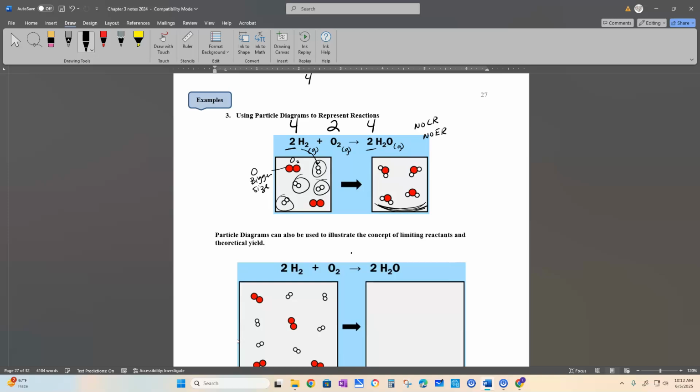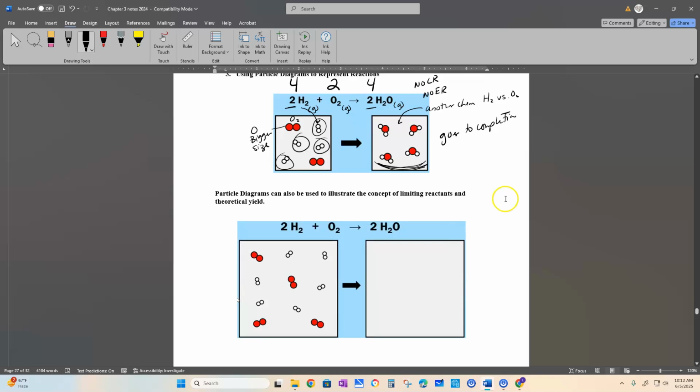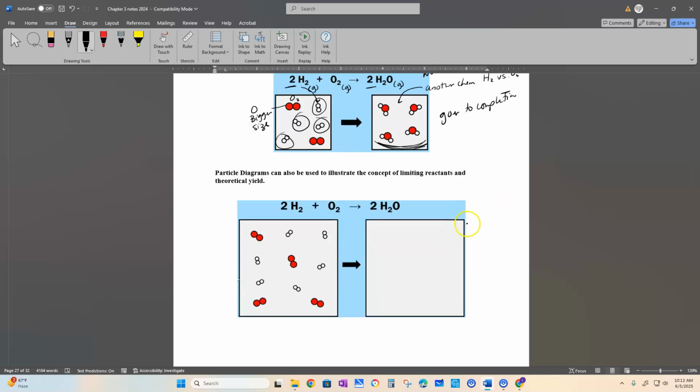Because if you had excess, you would have another chemical, water, or hydrogen, or O2, inside this final mixture. But we don't. So this reaction is what we call goes to completion. I have no limiting, and I have no excess. Well, let's see if this scenario is the same thing. For every 2 hydrogen, I need 1 oxygen.